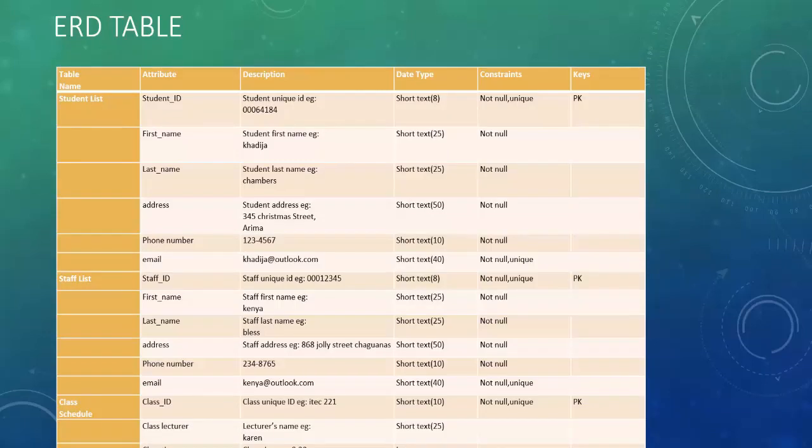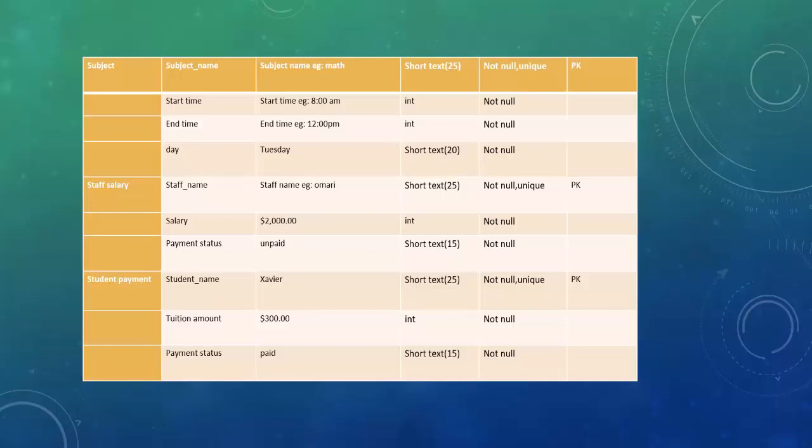And for the class schedule, we have the class ID, the class lecturer, and the class time. All of the constraints and the keys to indicate whether they have a primary key or not are also listed, as well as the data types. Just to continue, there's also the subject. For the subject, there will be the subject name, which has the start time and end time, and the staff salary, which has the staff name, the salary, and the payment status, and the student payment, which indicates if the student has paid and their tuition amount.